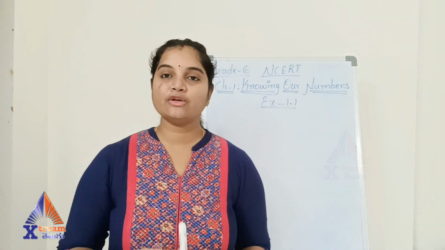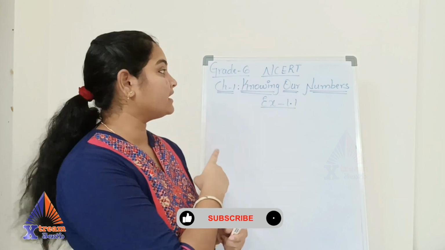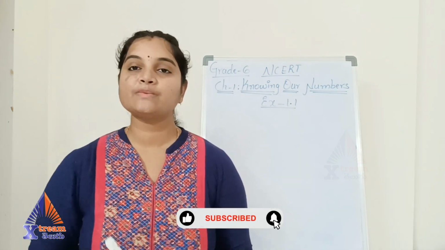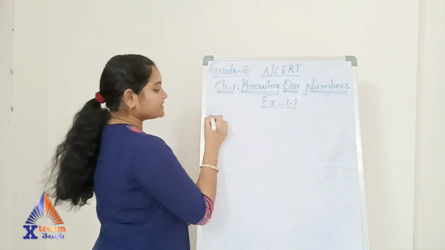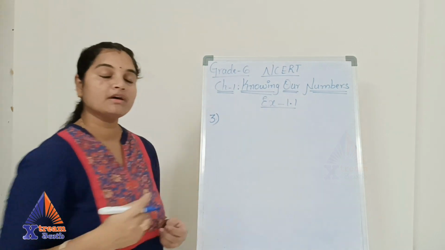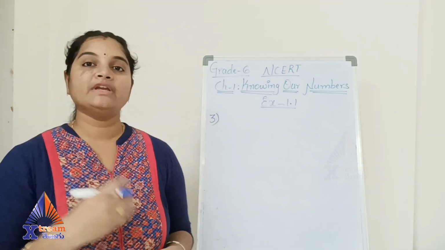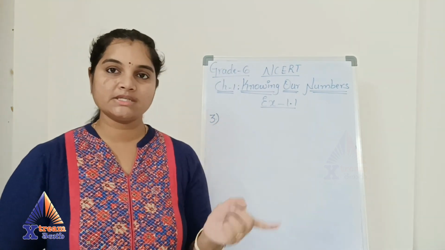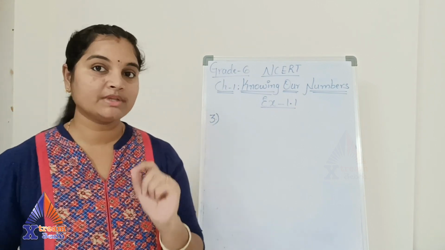In the previous video, we started solving exercise 1.1 from the Knowing Our Numbers chapter, which is of grade 6 NCERT syllabus. In this video, we'll continue that. In the previous video, we solved till question 2, numerals from the number names. Now in this video we'll be writing number names for the numerals in both the Indian system as well as the international system. So let's get started with the third question.